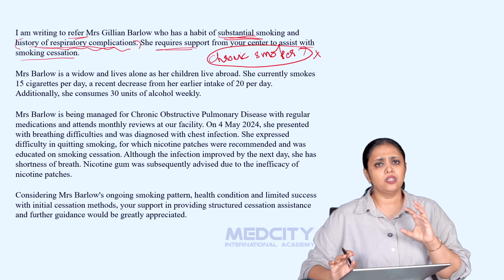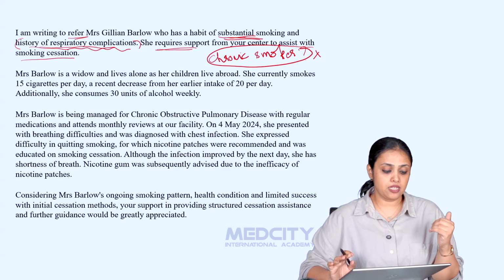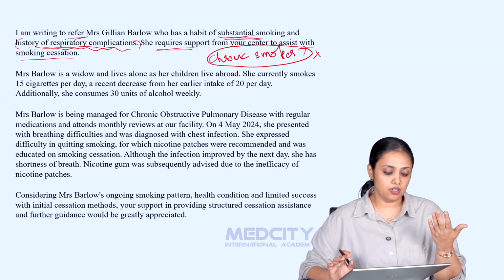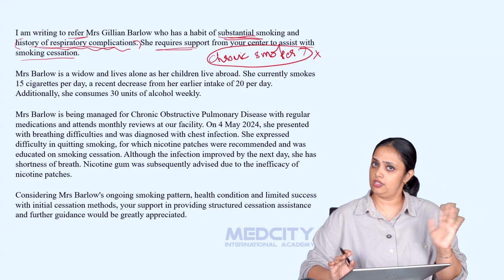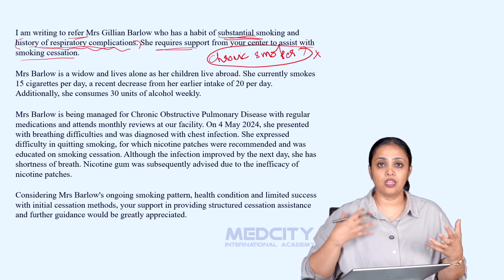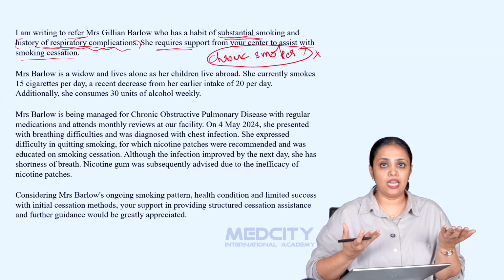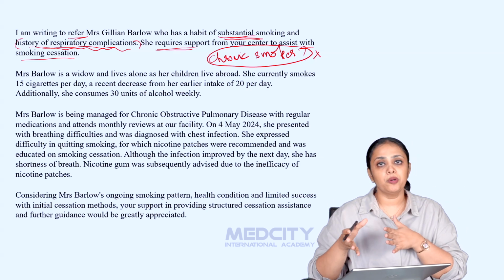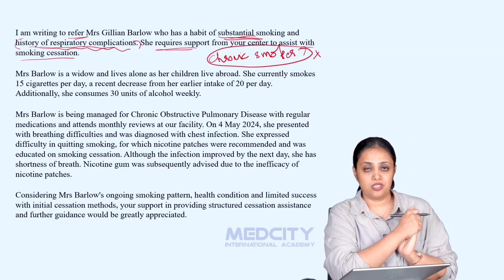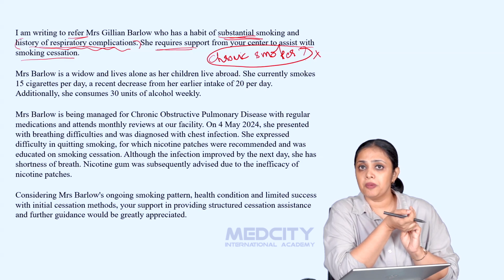Now, you can make this purpose paragraph very simple by saying that this is to refer Mrs. Gillian Barlow to assist with smoking cessation. It is clear that way also. There's no medical condition to be highlighted there. When you're writing to the reader of a smoking cessation clinic, there'll be no other purpose other than helping the patient with smoking cessation.